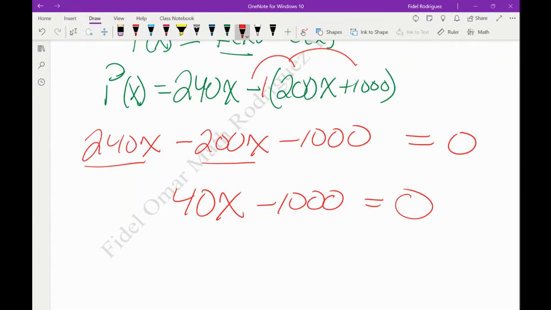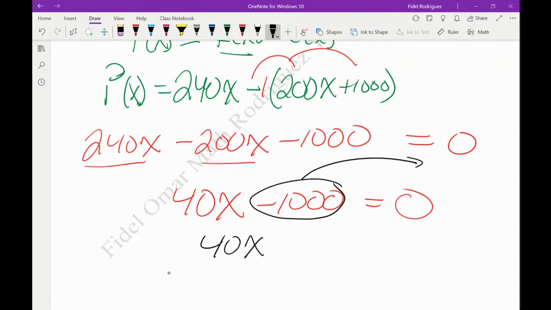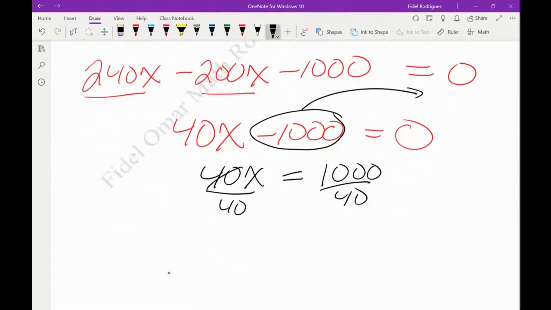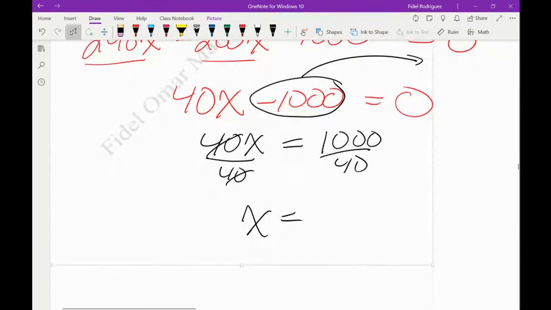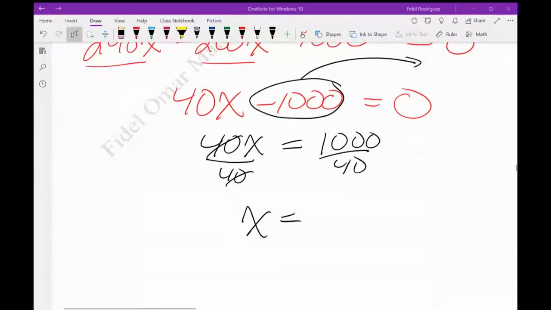So guys, just like we did before, do you remember how when we moved this 1,000 over, what kind of 1,000 did it become? If it's negative, it's going to become negative, there you go. And then now what we're going to do is divide everything by 40. And again, all I'm going to do here, guys, is grab my calculator, right?